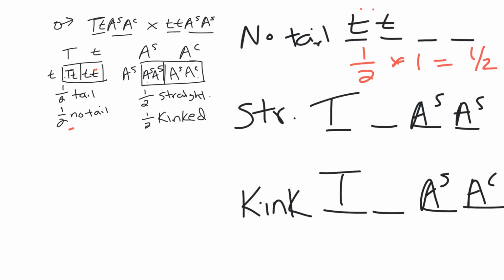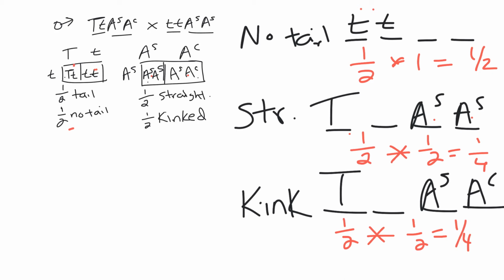To get a straight tail, what's the probability of having at least 1 big T? That's 1 out of 2 boxes times the probability of having 2 S's, or AS's, which is another half, which gives you 1/4. And then the probability of having a big T again is 1/2 times the probability of having an ASAC, which is 1/2, which is 1/4 again.